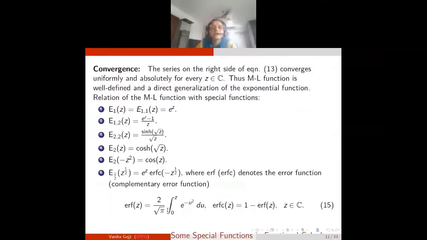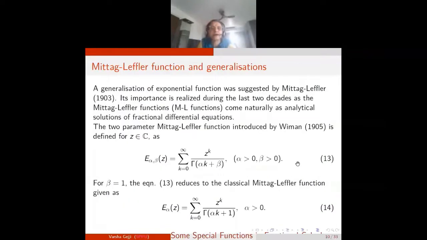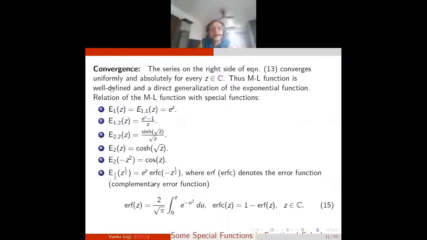Now there are many more. So one will see firstly that the series is convergent. With these expressions I have given you, 13 and 14, they are convergent uniformly and absolutely for every z. And you can see it is a direct generalization of exponential function.